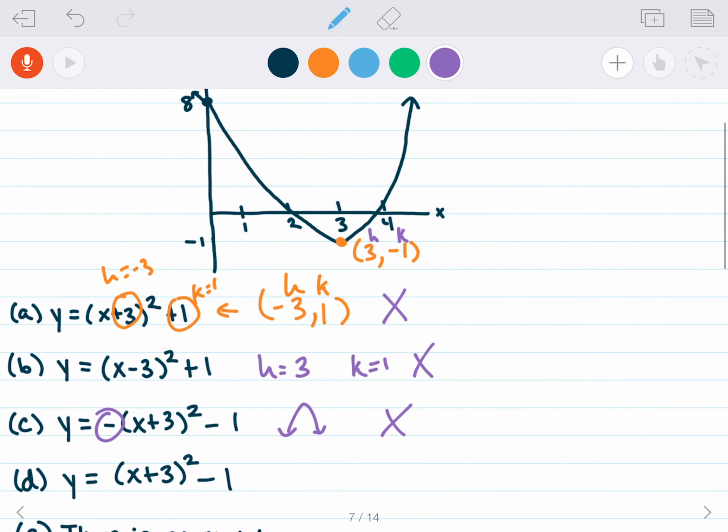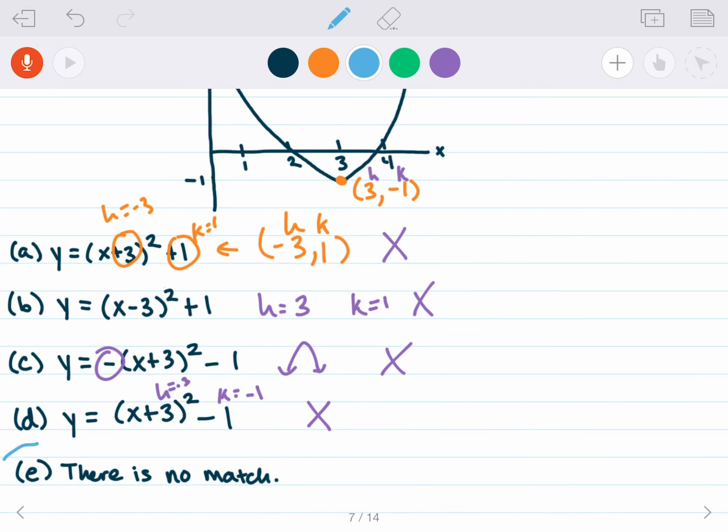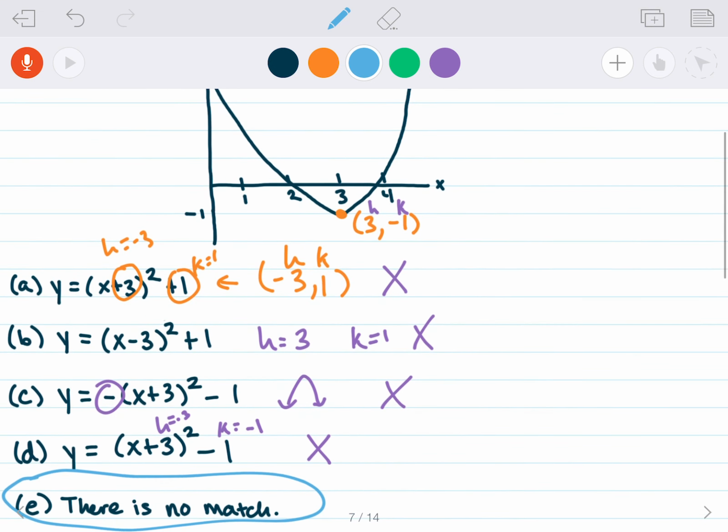And this one, h is negative 3 and k is negative 1, so k is negative 1. So that's also not right because h is positive 3 and k is negative 1. So that's not right either. So the correct answer here is there is no match. That is our answer here.